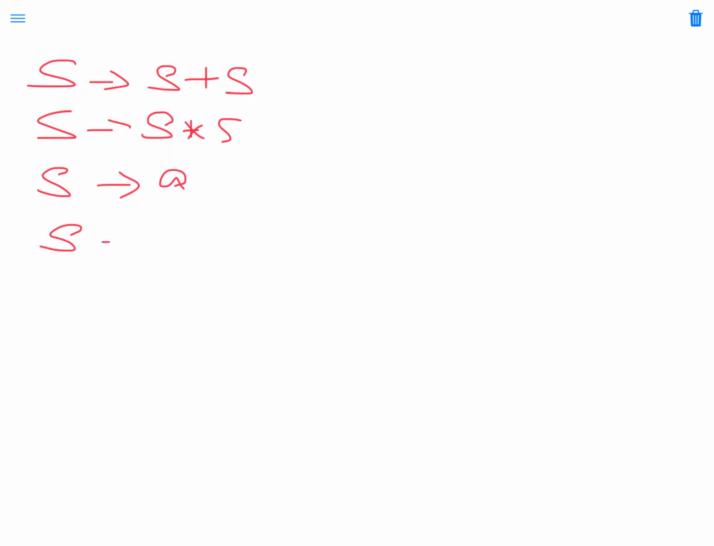So consider a grammar. S gives S plus S, S gives S star S, and S gives A, S gives B. So you are asked to see whether the grammar is ambiguous or not. So for time being, derive some string using this grammar. For example, you can take a string like W is equal to A plus A star B.